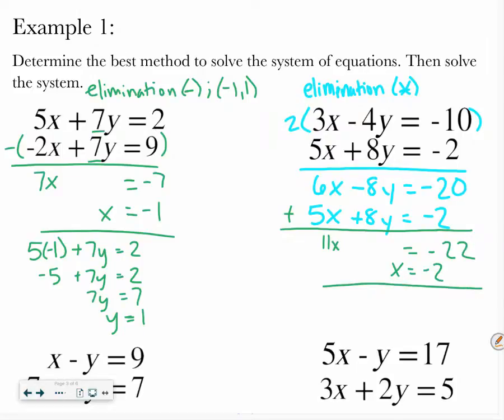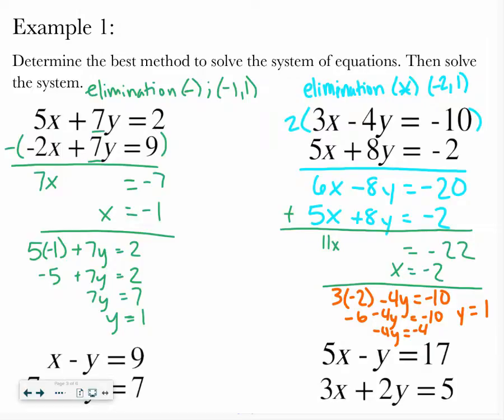If I plug negative 2 in, I can say 3 times negative 2 minus 4y equals negative 10, or negative 6 minus 4y equals negative 10. Negative 4y equals negative 4, or y equals 1. Okay, so then I go back and I say negative 2, 1 is my answer.